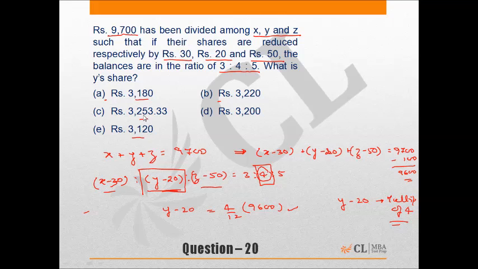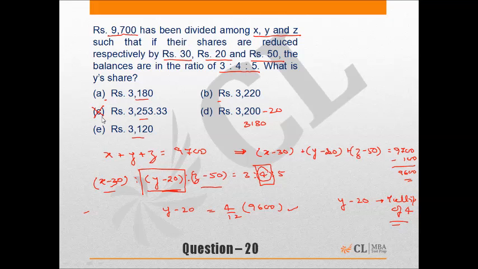Choice 3, which is 3253.33 minus 20, will not be a multiple of 4, hence it has to be incorrect. Choice 4, choice D, which is 3200, if you subtract 20 from here, you will be left with 3180. So choice D is also a multiple of 4. Similarly, choice E is also a multiple of 4.